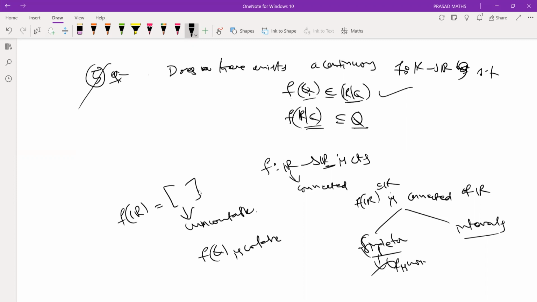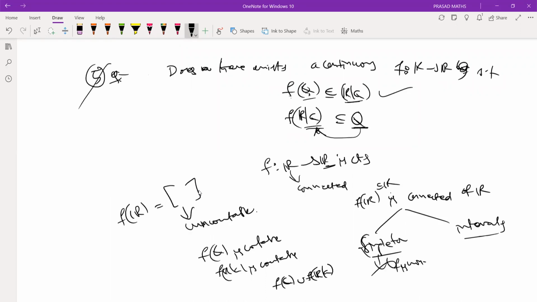Because Q is countable, the image of a countable set is countable. Here the rational numbers are also countable. This is countable. Therefore, a subset of a countable set is countable. Therefore, f(R minus Q) is also countable. A countable union of countable sets is countable.